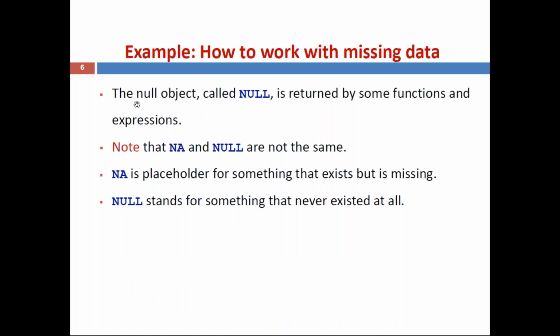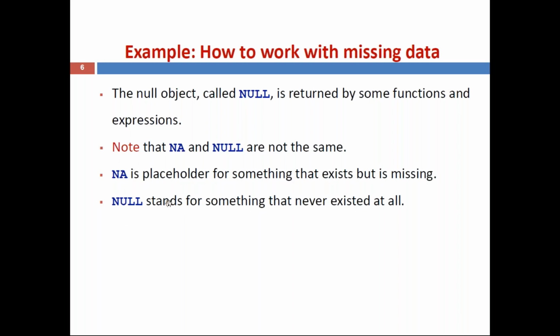Here you can observe the null object, which can be written with uppercase letters, NULL. It is returned by some functions and expressions. That is the use of null. Here one difference you can observe: NA and NULL are not the same. NA is "not available", whereas NULL is returned by some functions and expressions. NA is a placeholder for something that exists but is missing. That is the meaning of NA.